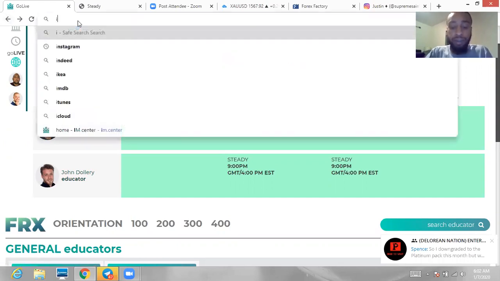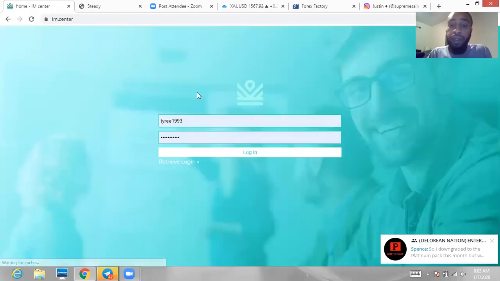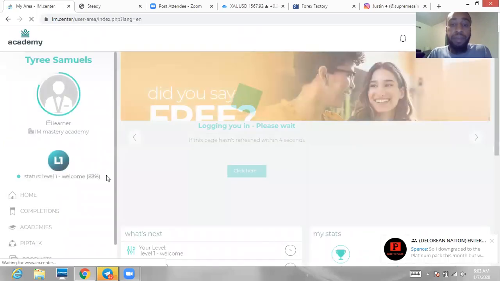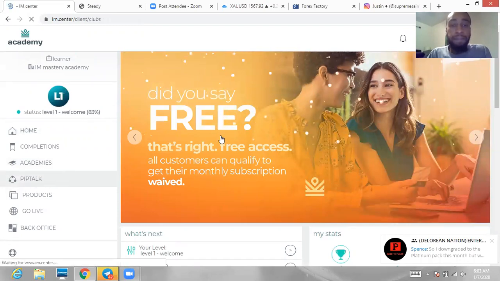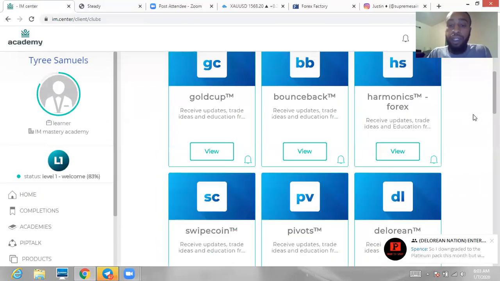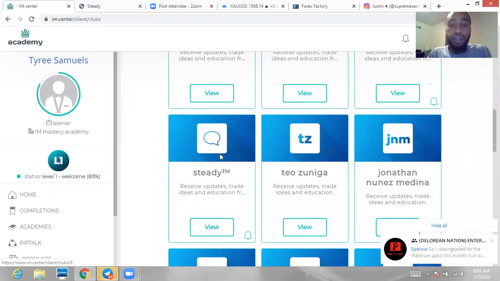And last but not least, I'm going to plug you in with something called Pip Talk, which as usual, you're always going to refer back to im.center. And to be able to access Pip Talk, it's going to be this simple. You're going to click where it says Pip Talk. And after you click where it says Pip Talk, you are going to scroll down. You see where it says Steady? You would click on it.